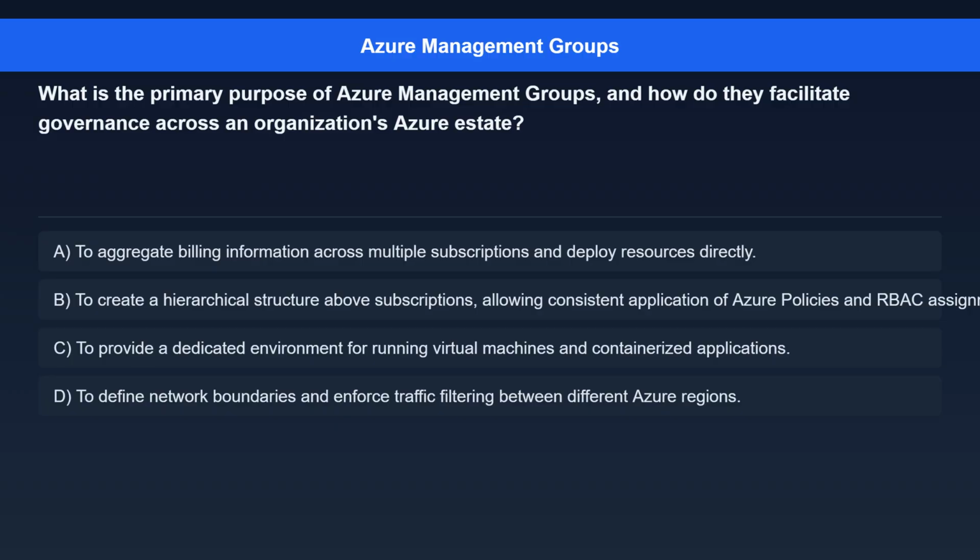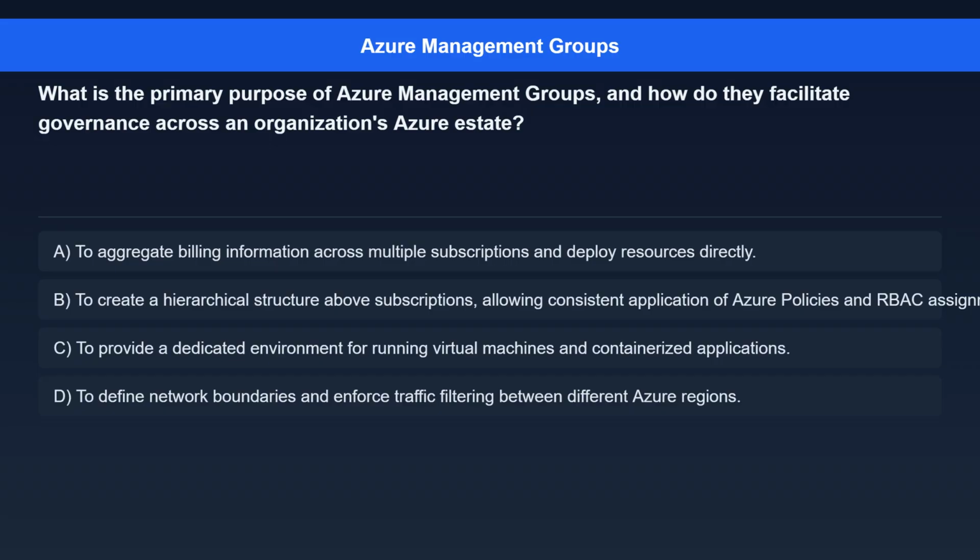Question 4. What is the primary purpose of Azure Management Groups, and how do they facilitate governance across an organization's Azure estate? Option A. To aggregate billing information across multiple subscriptions and deploy resources directly.